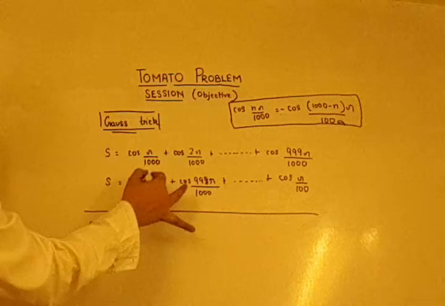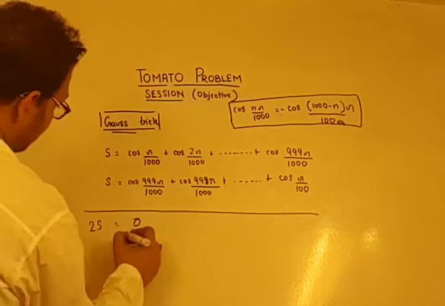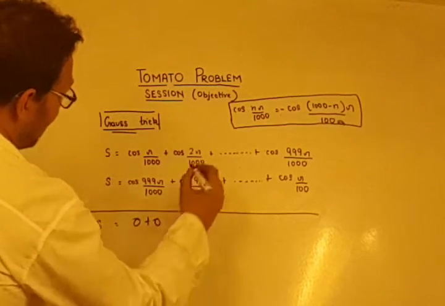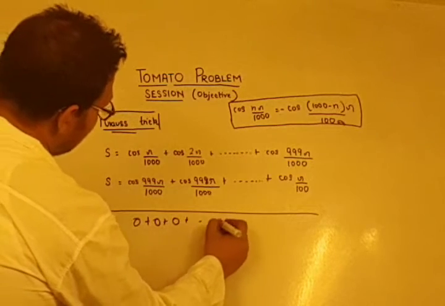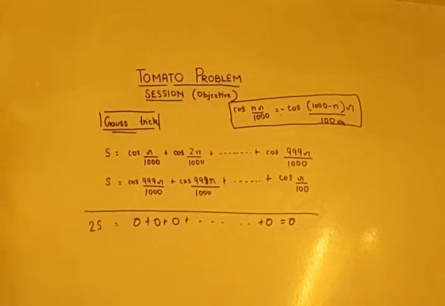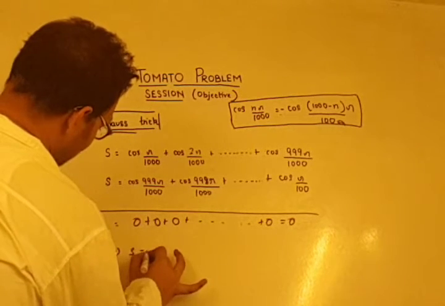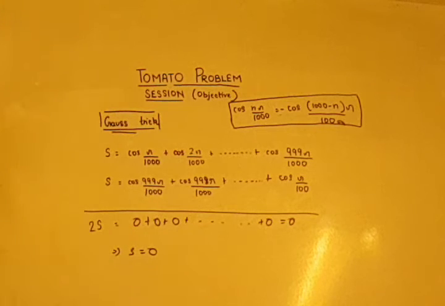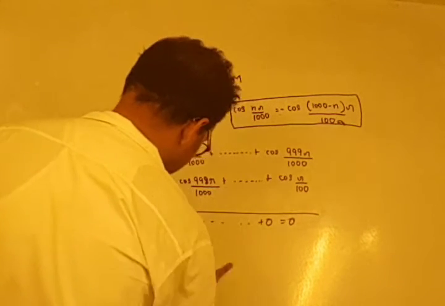So we see that 999 plus 1 is 1000, so this is 0. And again this is 0. And again we get zeros, and we get 0 finitely many times, which adds up to 0. Isn't it? So what does S become? S becomes 0. And according to the Test of Mathematics book, the answer is option B. So here is the answer.